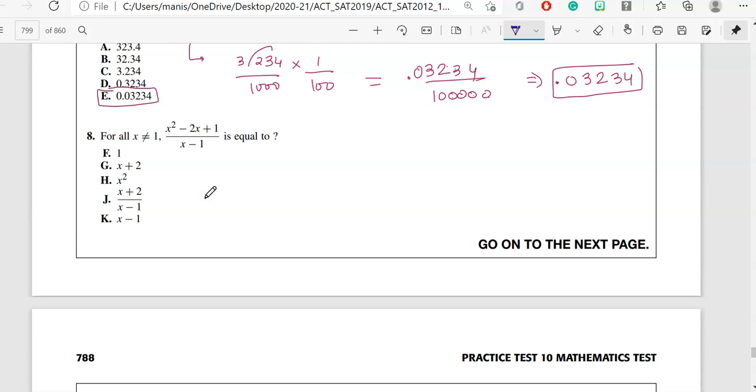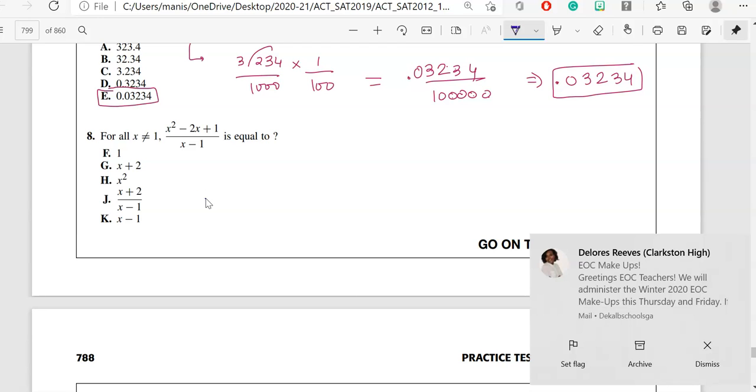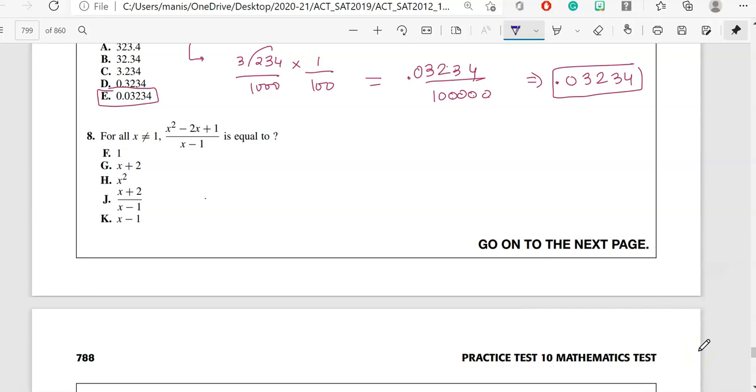For all x not equal to 1, (x squared minus 2x plus 1) over (x minus 1) is equal to what? Now, as you can see, the top part over here is a quadratic expression, and the bottom is just a binomial. Okay, so what I can do is I will factorize the top part over here. How can I factorize this? You are looking for two numbers which on adding give you the middle number, and on multiplying give you the last number. So which are the two numbers?